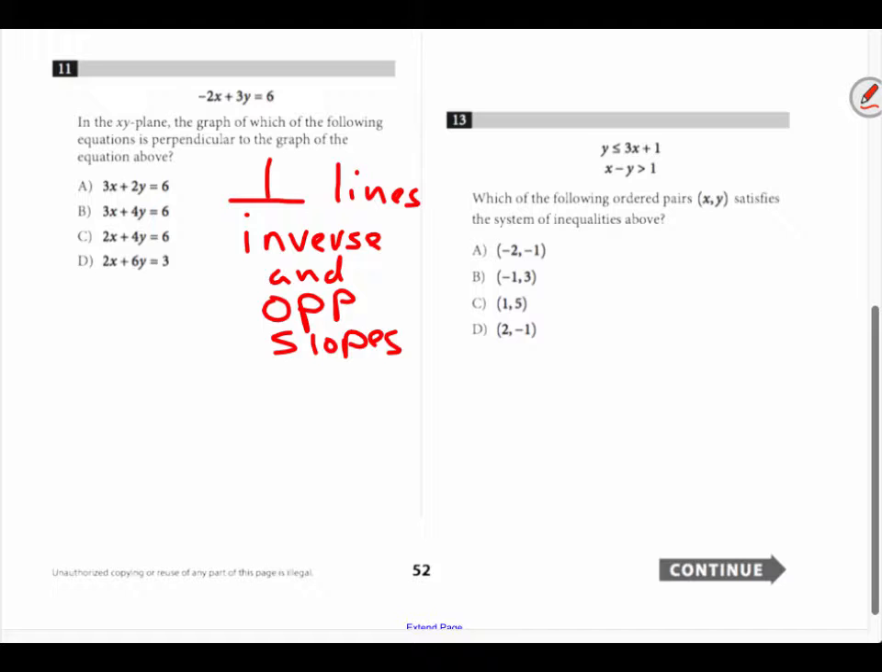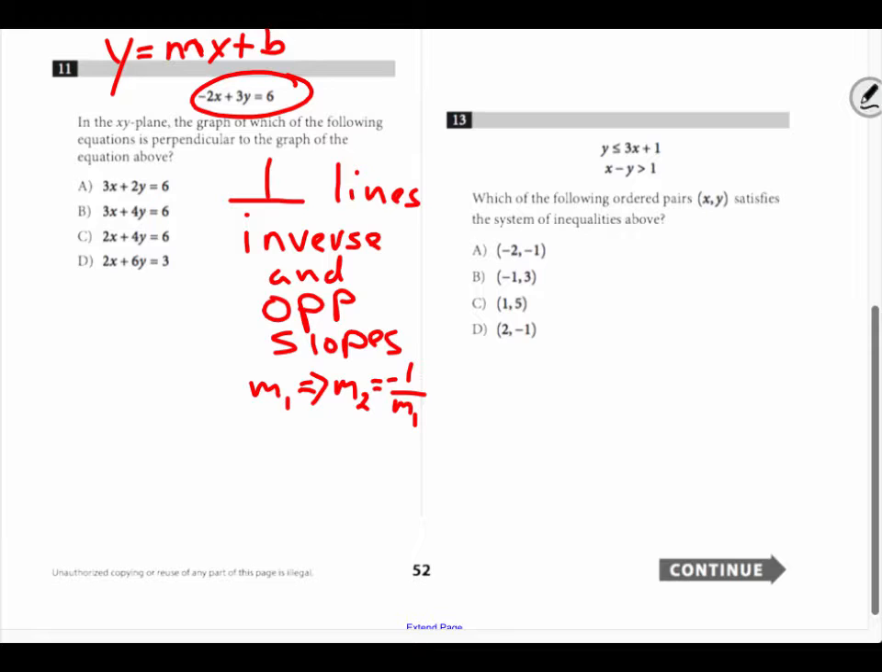Now what I mean by that is if this is the slope of one line, then the slope of the other line is equal to the negative of the inverse. Okay? So you take and flip the first slope and then tack on the opposite sign, whether it's positive or negative. So what I'm going to do is take this and solve it for y equals mx plus b, because we know that the m is our slope. And we'll start from there.